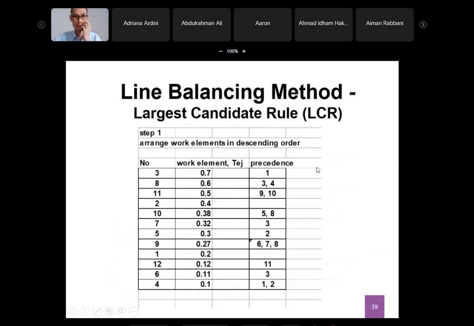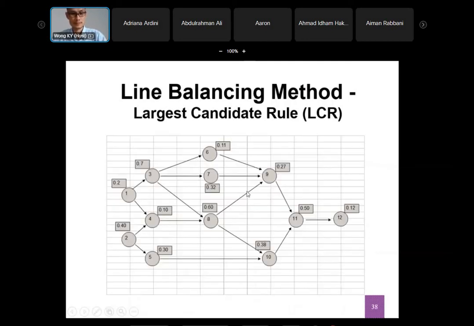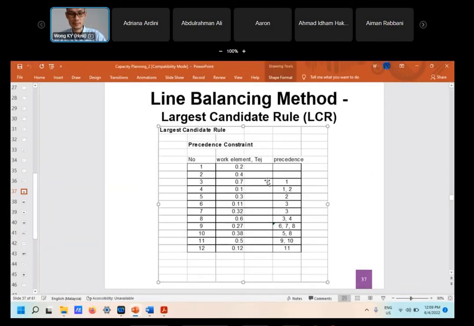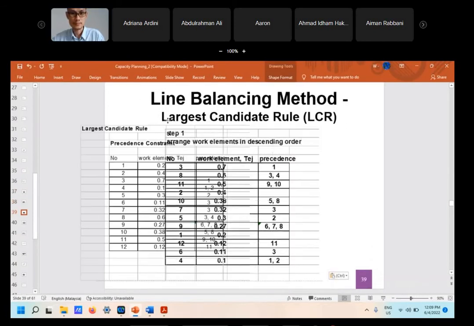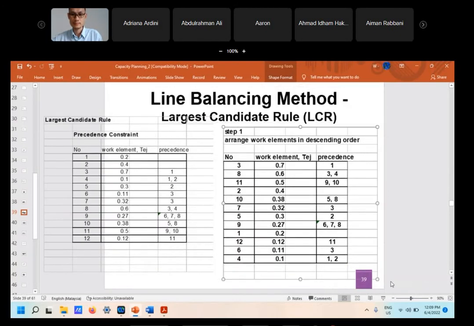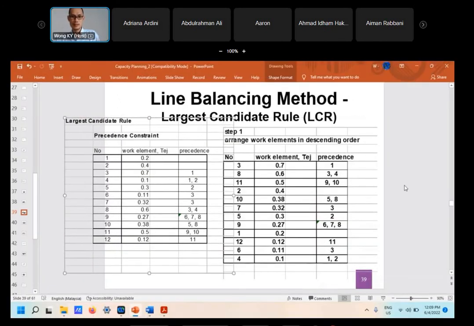Okay, so first step, arrange. Arrange this in descending order. The one with the highest element time at the top, the one with the smallest element time at the bottom. If I copy this over here, I hope you can see that. Okay, like this. So you're given this on the left. First step is you have to arrange the work elements in descending order of the element time. That is the first step you have to do.